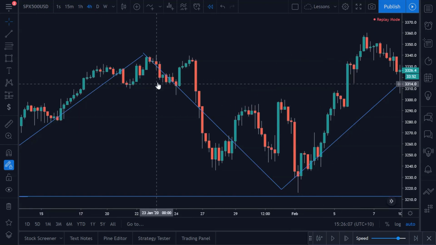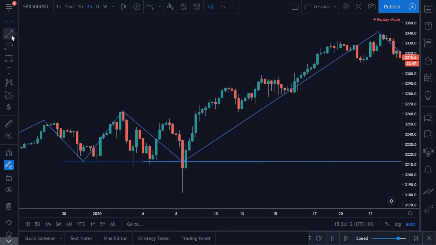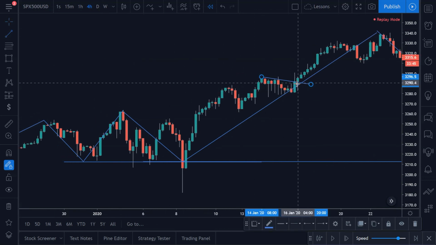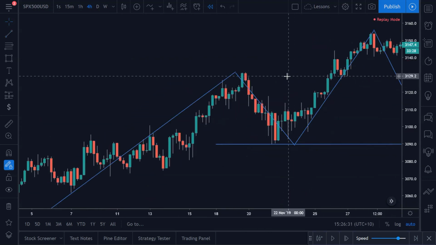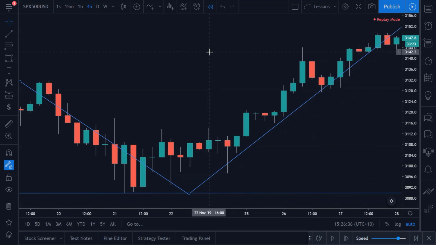Not to mention all of the opportunities that occur within these swings. So you've got flag patterns that form that you can trade breakouts of. You've got pullback setups, such as this here. You can see you've got a bullish engulfing candle.